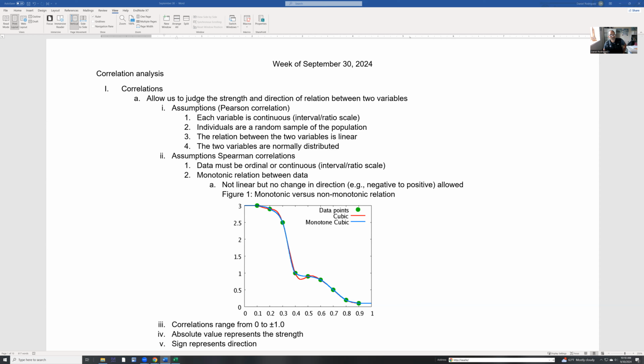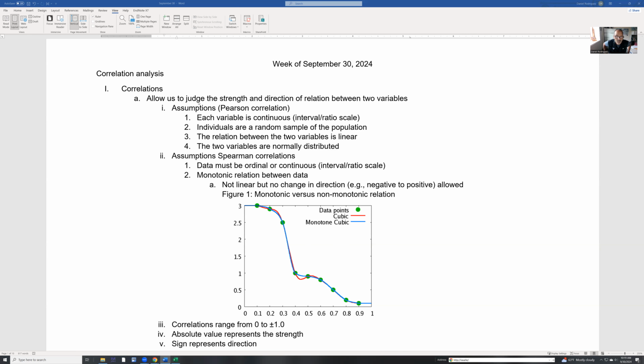With the Pearson correlation, the assumption is that each variable is continuous, quantitative if you prefer, interval ratio if you prefer, but it's a continuous random variable. We assume that individuals are a random sample of the population. The relation between the two variables is linear, so it's not a curve or anything like a cubic form or quadratic or anything like that, and that the two variables are normally distributed. So that's a Pearson correlation.